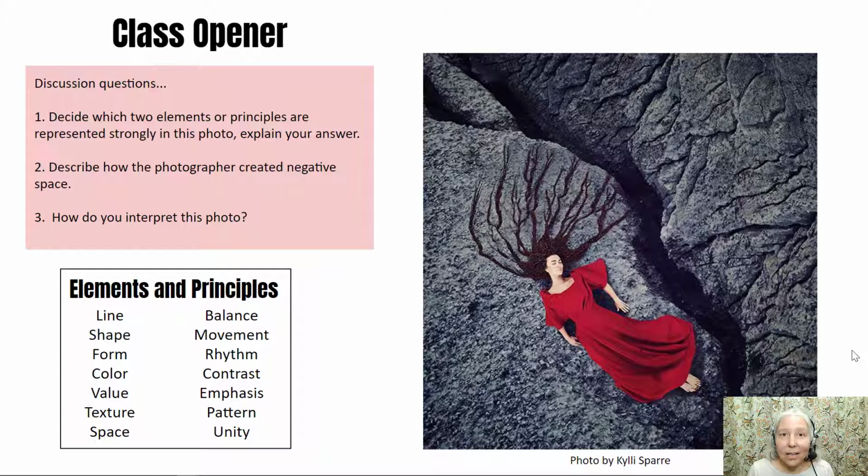We also do something called class openers. For class openers, I show students either videos or still photos, and then we have small group and whole class discussions. So this photo, for example, I use when we are talking about negative space. And I also have students identify what are some elements and principles they see, and also how do they interpret this photo. There's some really interesting things going on in this photo, so what do they think is happening?